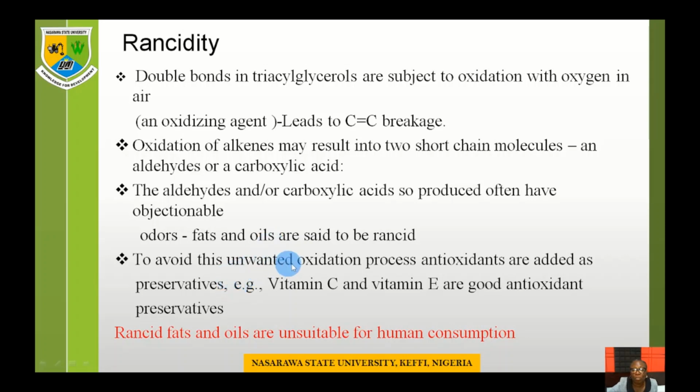So to avoid this unwanted oxidation process, antioxidants are generally added as preservatives. Antioxidants such as vitamin C and vitamin E are good preservatives to prevent oxidation of the double bonds, leading to production of aldehyde and carboxylic acid, which have objectionable odors and will lead to the fat becoming rancid, which is very unsuitable for human consumption.